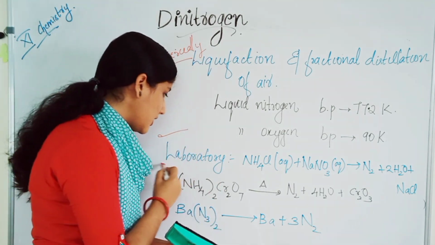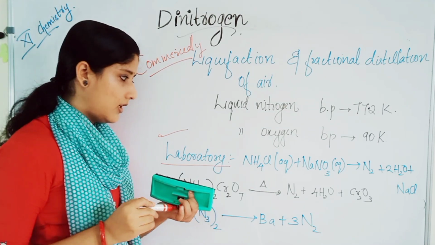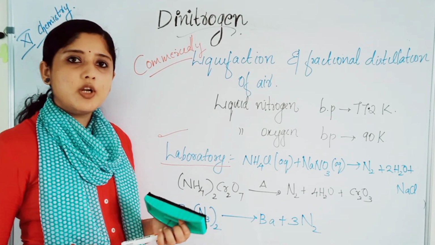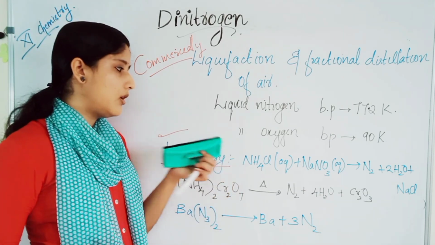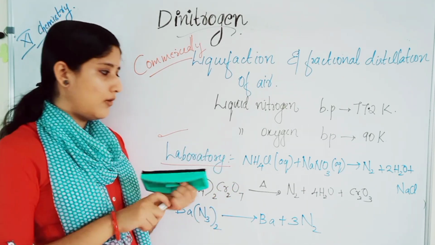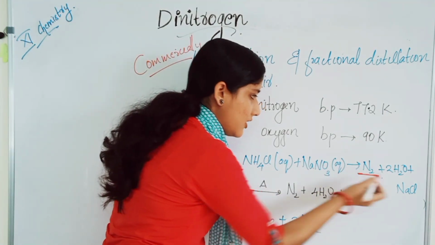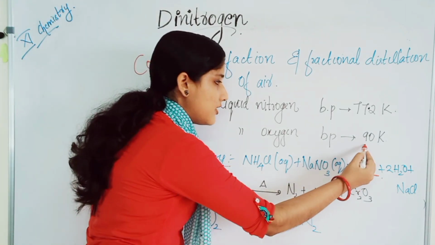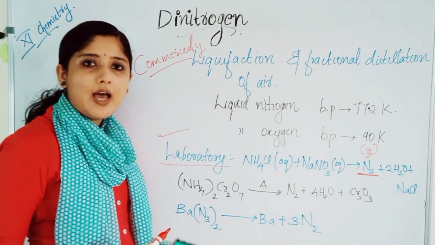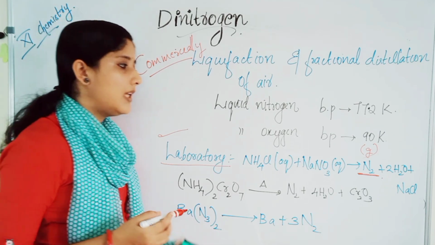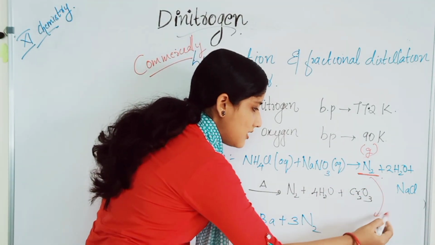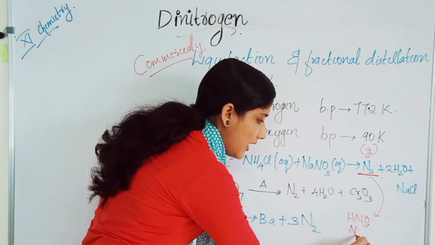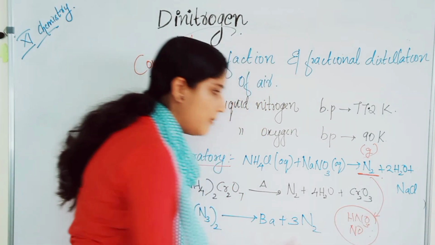The second method of preparation is the laboratory method. Here, aqueous ammonium chloride reacts with sodium nitrate to give you dinitrogen plus 2H2O plus NaCl. Here you will obtain dinitrogen gas, but it will still have impurities. Mainly the impurities in this dinitrogen gas are HNO3, nitric acid, and nitric oxide, NO. These two impurities will still be present.